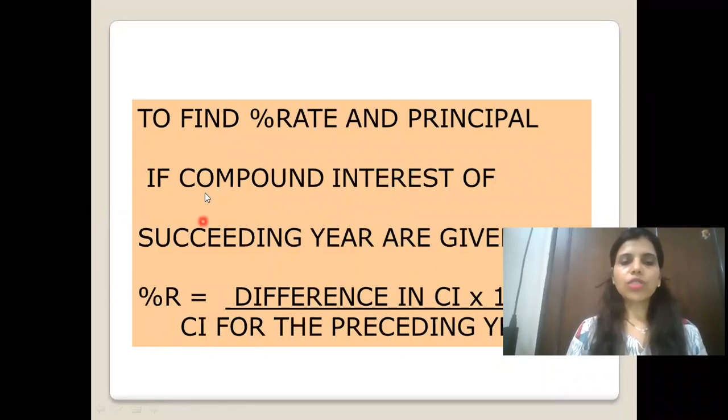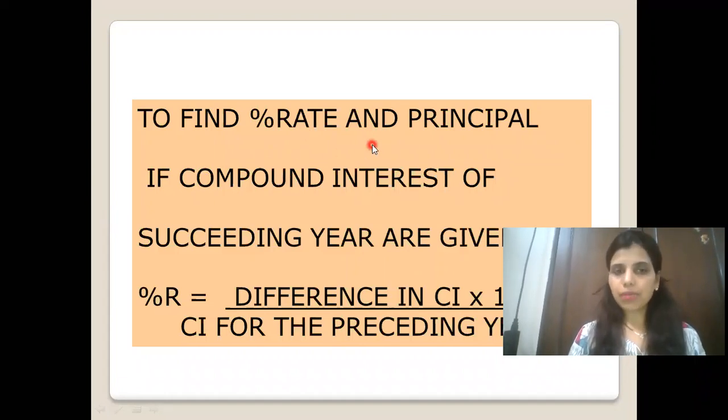So today we are going to start with the sums where we have to find the rate percent and the principal if the compound interest of succeeding years, that is, two consecutive years, are given to you, and you have to find the percent rate and the principal. So here the formula you can see on the screen.